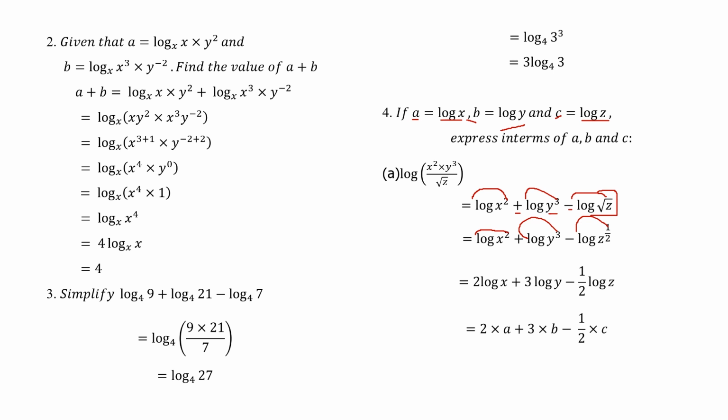So that one's going to be 2 times, you see the log of x, I'm substituting it with a. The same applies to log of y. The same applies to log of z. So these ones, when we multiply them, they remain the way they are. 2a plus 3b, then minus a half c. So we leave our answer like that, because we have been told to express the logarithm in terms of a, b, and c.